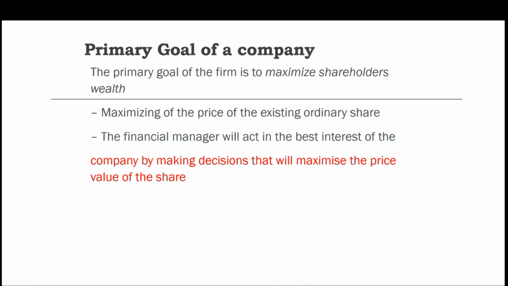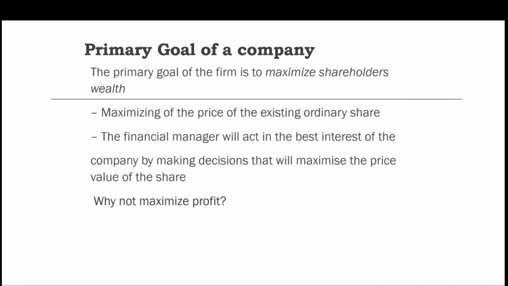So the financial manager will act in the best interest of the company by making decisions that will maximize the value of shares. So everything is talking about what? The value of the share. This is assuming that the company is a listed company. But if the company is not listed and it's a partnership or a private company, then all that I want is that my company must grow and have more income. That is all that I'm looking for.